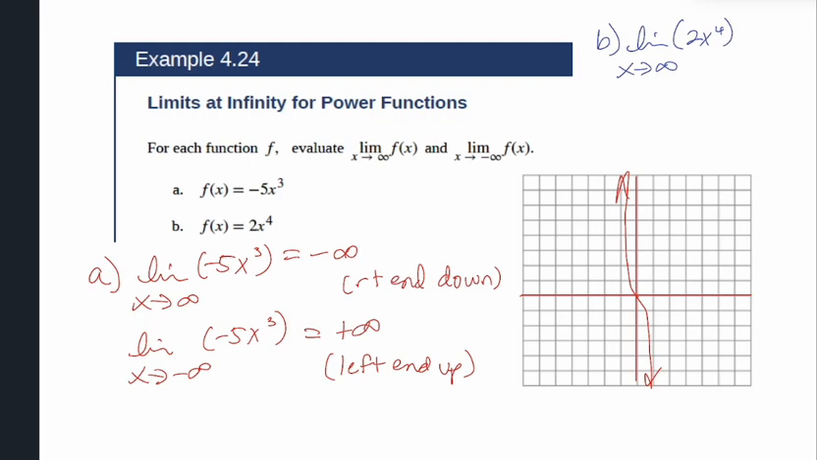Let's think about function b, 2x to the 4th. It looks something like that. Why? Well, it's an even power. It's going to look like a parabola. That 2 in front stretches it, but it doesn't flip it or anything. So this is going to go to positive infinity because the right end is going to go up.